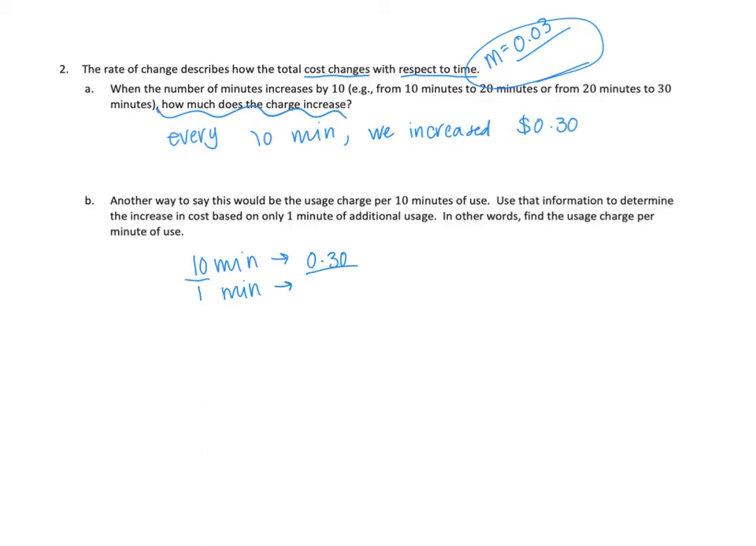So in 10 minutes, you increase 30 cents. That means in 1 minute, you increase 3 cents. All we did was move our decimal point one place. So here, we moved it one place back to get to 1, moved it one place back to get to 0.03. So in 1 minute, we increase 3 cents.